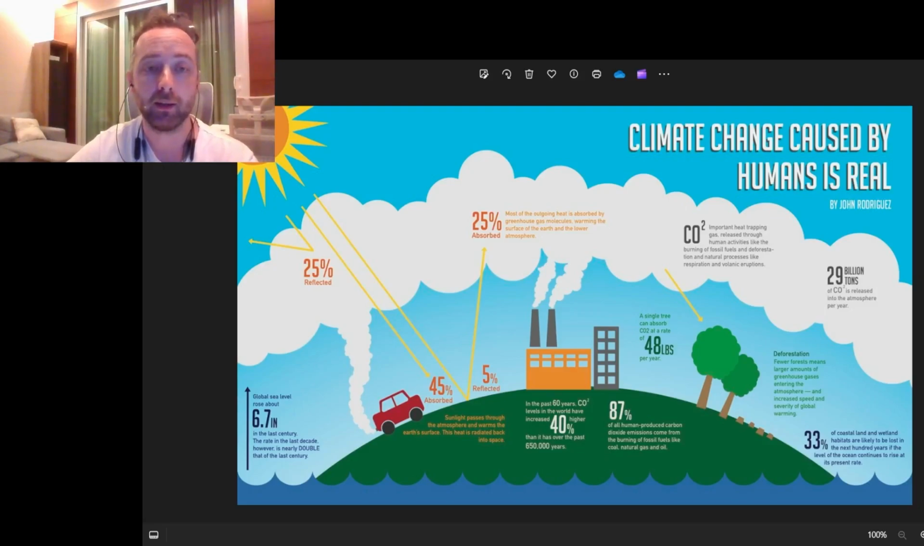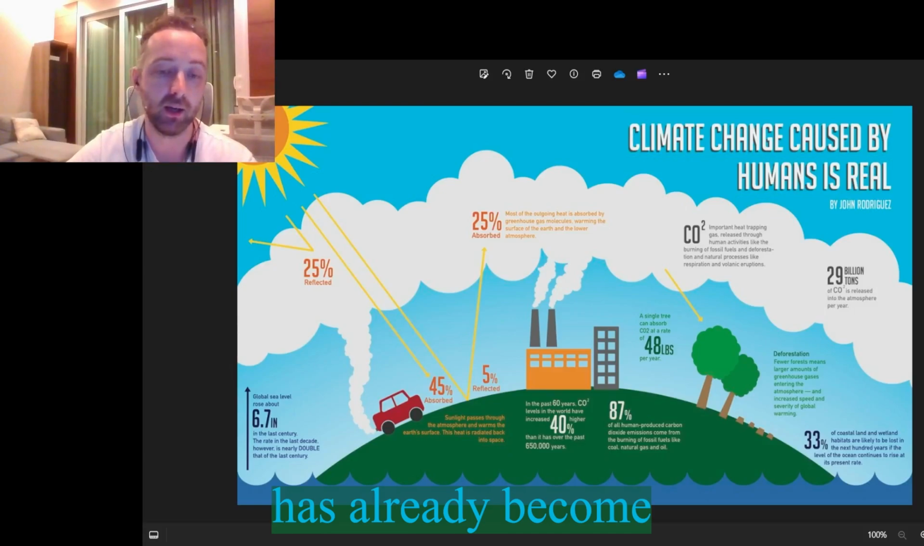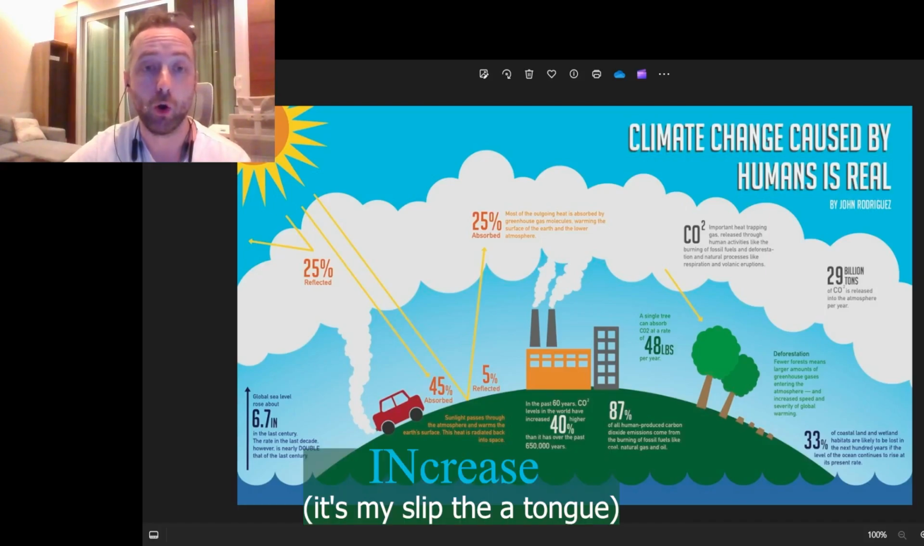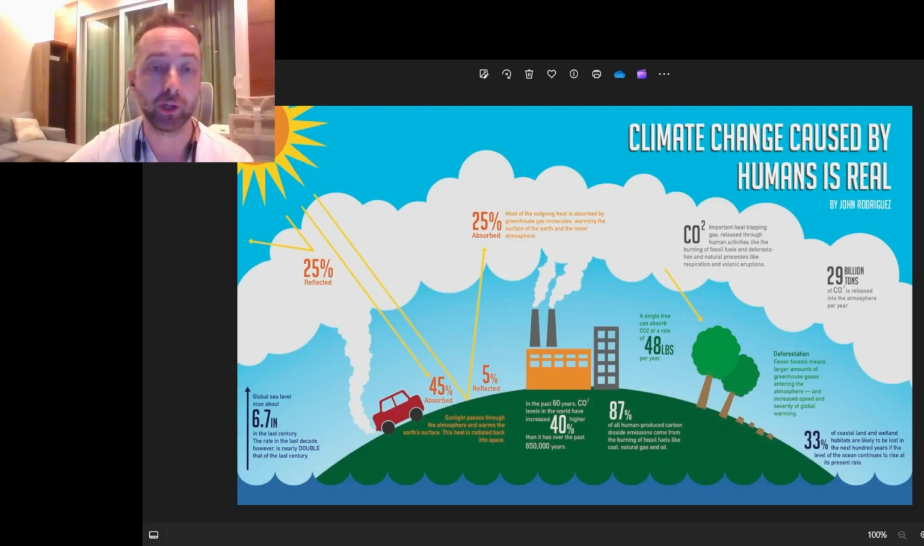But recently, scientists found that this balance is shifting towards a growth of temperature, and it's becoming a problem. It has already become a problem, because less heat now reflects back to space, and that's why the average temperature has increased by 1 degree during the 20th century.